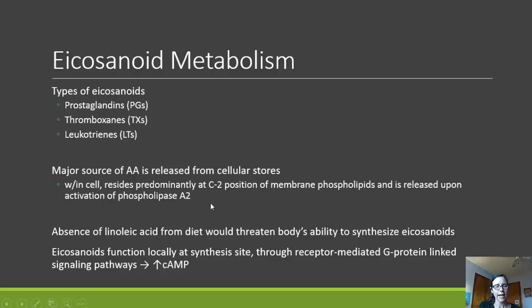So within the cell, arachidonic acid resides predominantly at the C2 position on our membrane phospholipid. Let's think back to the chemistry of the phospholipid, which had two fatty acids on it, and then it had the phosphate group and another nitrogen containing group usually. So arachidonic acid is usually at the C2 position of the membrane phospholipid and is released upon activation of phospholipase A2. So we've seen this before. We know that this is the enzyme that releases a lipid from a phospholipid. And in this case, that's going to be arachidonic acid.